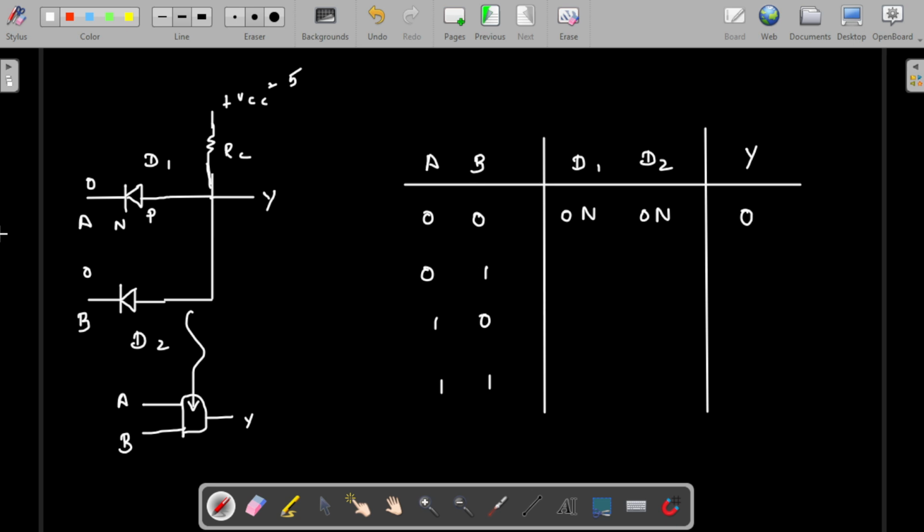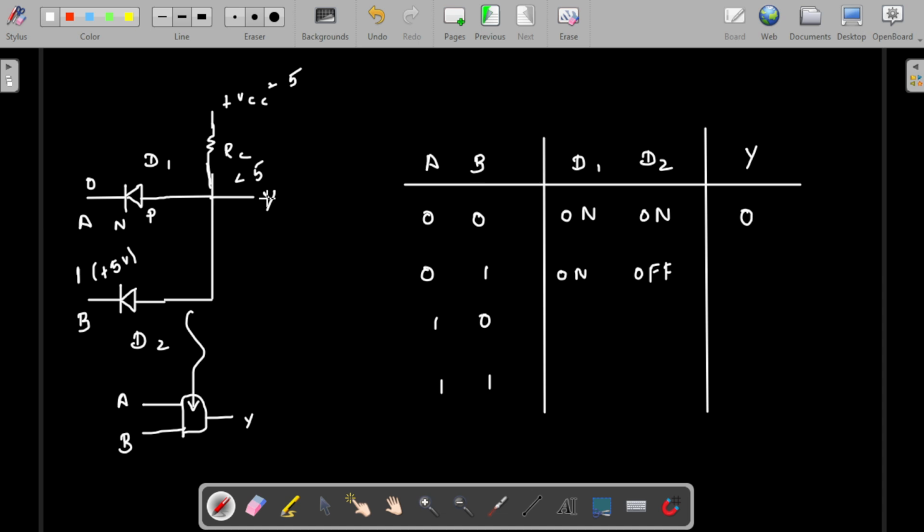If we give the input A as 0 and B as 1, then what will happen? Diode D1 will be on, but diode D2 will be off, because this is also considered a higher voltage. But due to this resistance here, the voltage applied here is considered as something less than 5. Here 1 is considered as positive 5 volts. So diode D2 will be in the off condition.